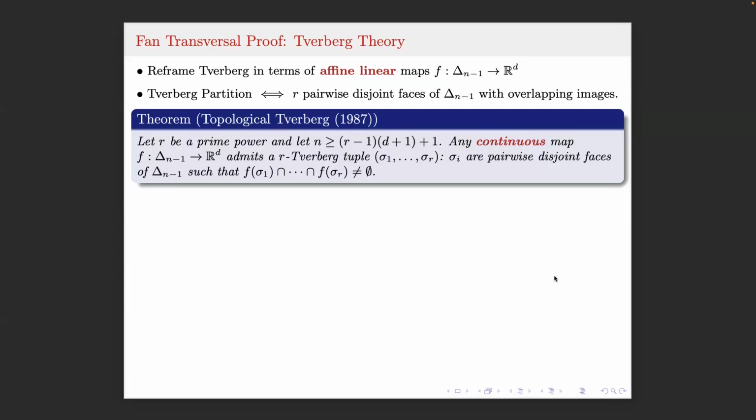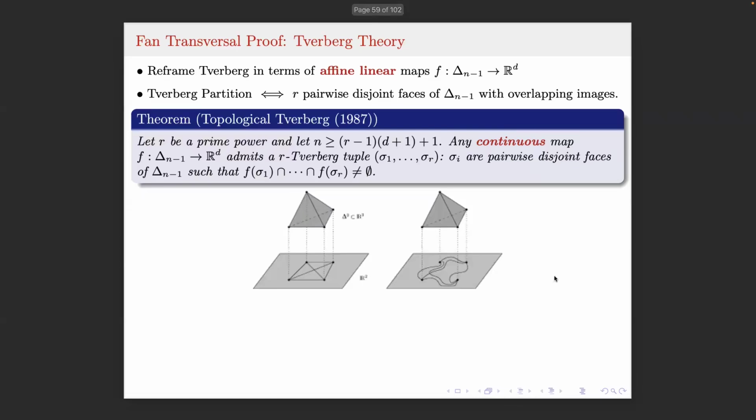But the statement is this: if R is a prime power and n is at least (r-1)(d+1)+1, then if you give me any continuous map from an (n-1)-dimensional simplex to R^d, then it admits what I'm going to call an R-Tverberg tuple. So that means these R pairwise disjoint faces such that the images all overlap.